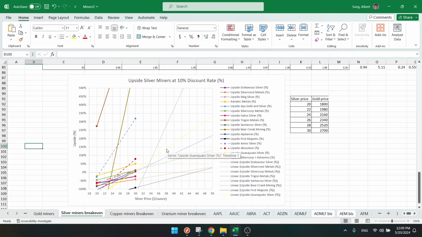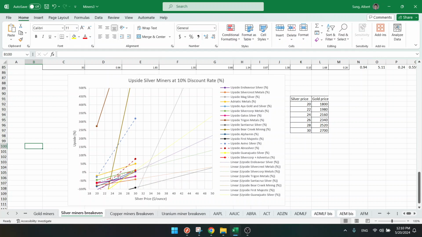Guanajuato Silver could go more than a double. Avino Silver, if they actually built their mine up to 8 million ounces, could go up 500%. So that's the highest upside. Then we have some developers, Abra Silver, also a lot of upside. First Majestic is probably having downside. Gatos Silver, just a little bit of upside.